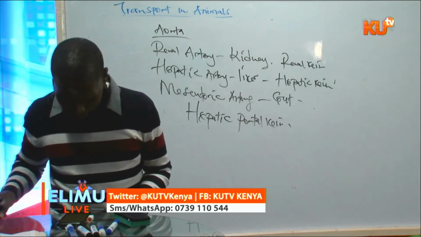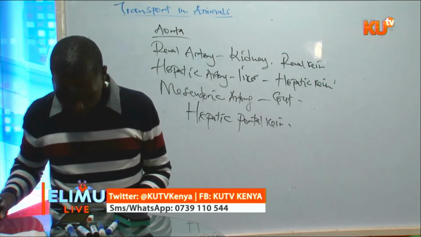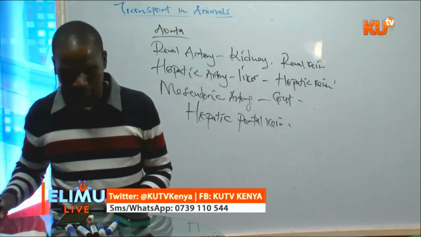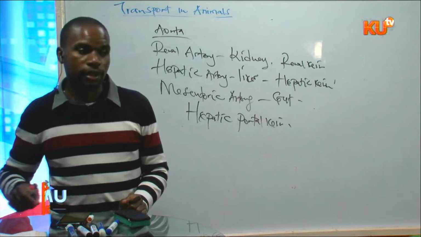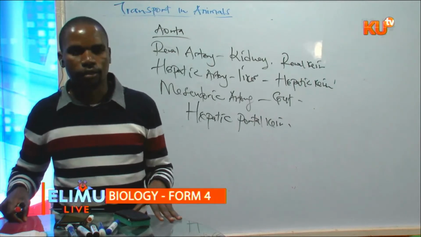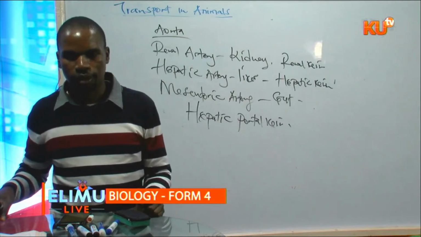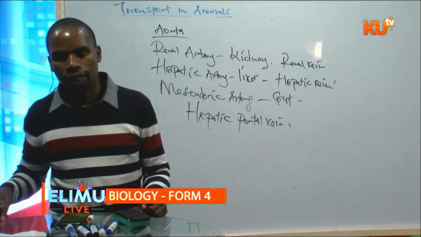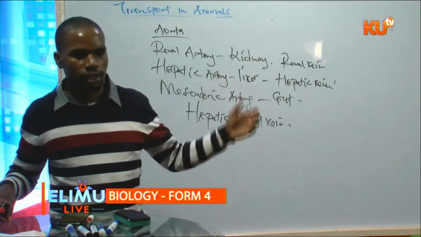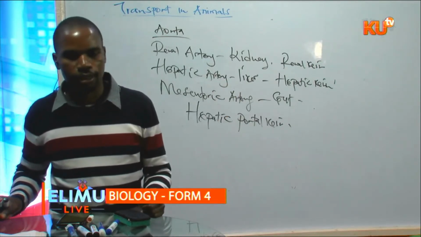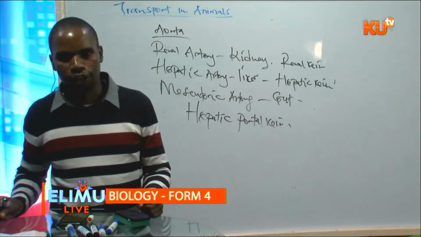Another question, morning, I'm Nakita from Keke Girls, Kitale. Repeat the types of valves. Okay, we have said that basically the heart has 4 valves. The bicuspid valve is the one found on the left side of the heart, between the left atrium and the left ventricle.